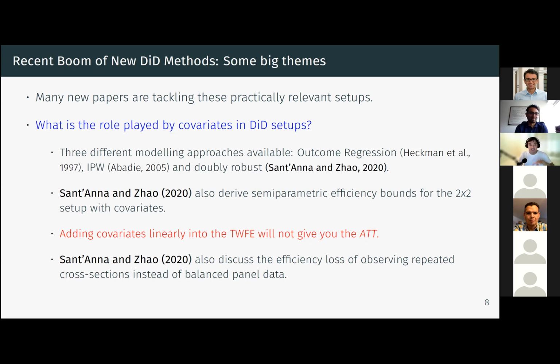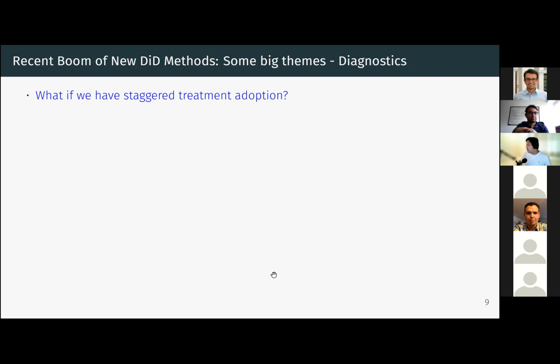So this paper was all about the role played by covariates in the 2x2 setup. So 2 periods, 2 groups, everything is very simple. But the way you add covariates, you can get additional robustness, and you can also get efficiency gains by modeling both parts of the data generating process. Cool. But that's 2x2. This is kind of an old game. Nobody talks about this anymore. There is a new king in town, which is variation in treatment timing and staggered adoption. So I'm going to turn the page and look for a different type of problem.